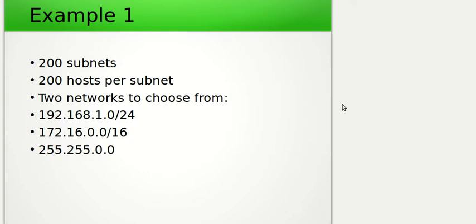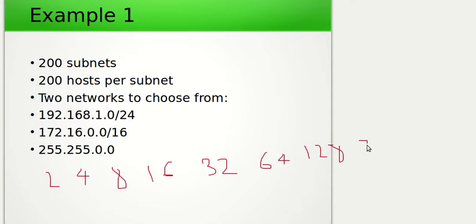We go up in powers of 2 to find out how many subnet bits we're going to need. So 2 to the power of 1 is 2. So if we had one subnet bit, we would be able to have 2 subnets. 2 to the power of 2 is 4. 2 subnet bits, we'd be able to have 4 subnets. 2 to the power of 3 is 8, 2 to the power of 4 is 16, 2 to the power of 5 is 32, 2 to the power of 6 is 64, 2 to the power of 7 is 128, 2 to the power of 8 is 256. Okay, so if we had 2 subnet bits, we'd be able to have 4 subnets, 3 subnet bits, 8 subnets, 4 subnet bits, 16 subnets, and so on.